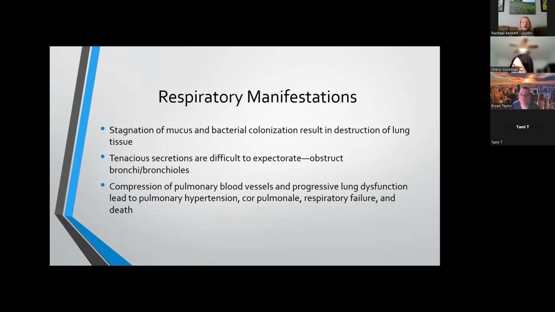It's called obstructive bronchiolitis. So we've got that obstruction, we've got that inflammation. All of that is what progresses our respiratory distress, and could lead to respiratory failure. You can see some of our big complications here related to the respiratory effects: compression of pulmonary blood vessels, progressive lung dysfunction, which could lead to pulmonary hypertension, cor pulmonale, respiratory failure, and death if we don't treat it. We're going to talk about the treatment all together in just a second. I want to get through all of our symptoms first. All right. So that's respiratory.